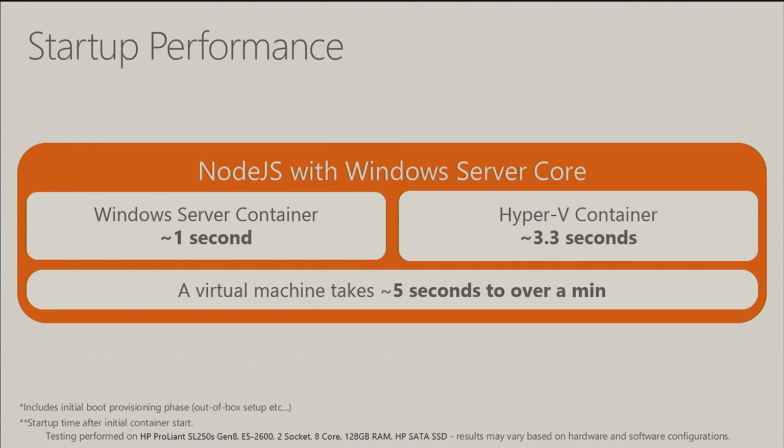If we look at a virtual machine, 5 seconds if we're fast and we've already gone through sysprep the first time and all of that. If it's got to go through sysprep and everything else, we're over a minute. So in real-world terms, starting up a virtual machine to do some new work is about a minute and a half to do a server core. We can do it in 1 second.